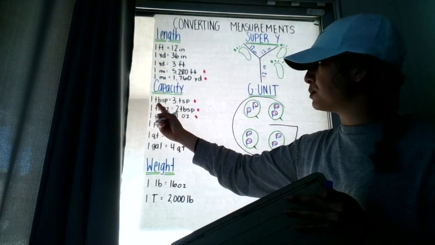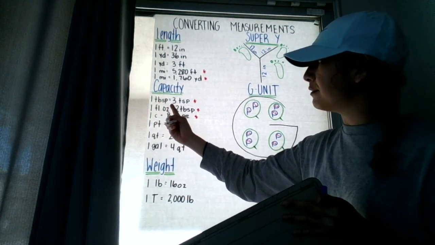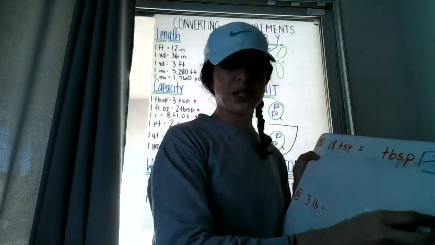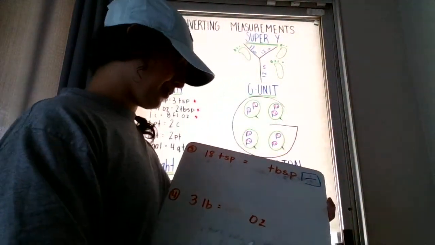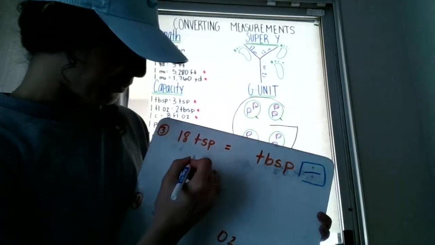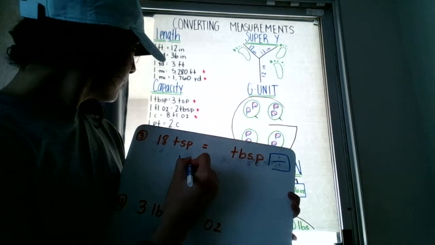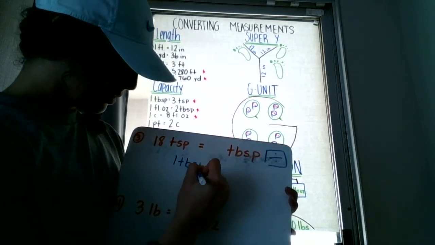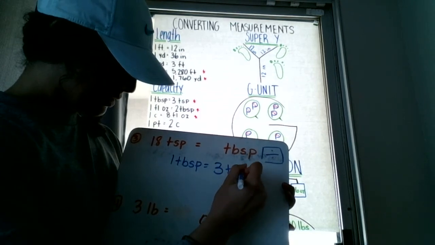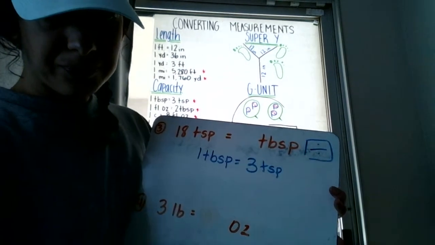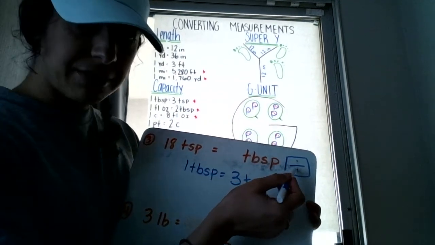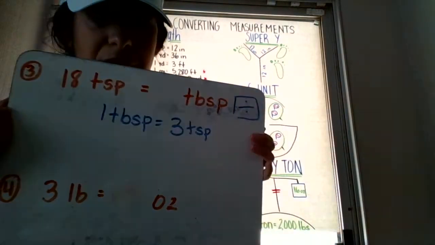In 1 tablespoon, I have 3 teaspoons. Okay. In 1 tablespoon, I have 3 teaspoons. So I'm just going to write in 1 tablespoon, I have 3 teaspoons. Okay. What are you going to do with your numbers? I know we're going to divide because I said that earlier, but what numbers are you going to divide?